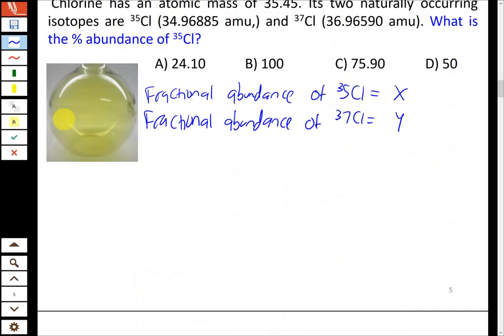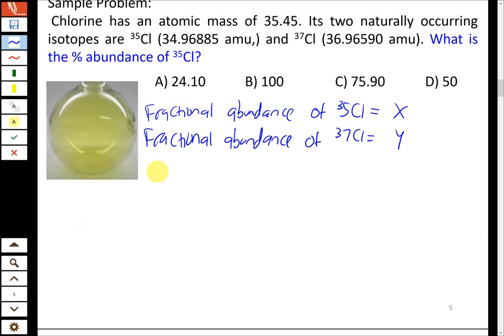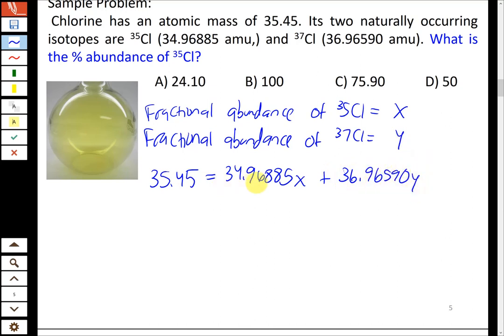So when we set up that equation, if we say the atomic mass of chlorine is 35.45, I'll do it numerically and leave the units out if you'll forgive me for that. And then we're going to say that's equal to the mass of each isotope multiplied by its abundance. So for 35Cl, it's going to be that mass that's given to us, 34.96885, multiplied by its abundance, which is x, plus the mass of the second isotope, which is 36.96590, multiplied by its abundance, which is y. So that's the equation we would set up using just the definition of atomic mass.